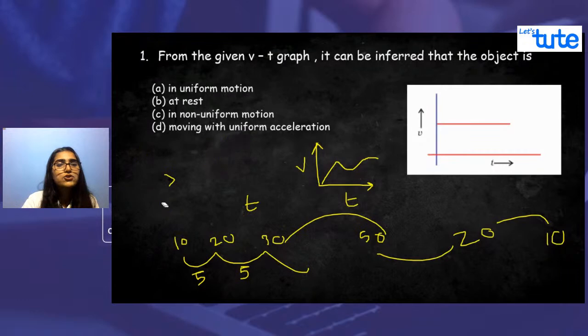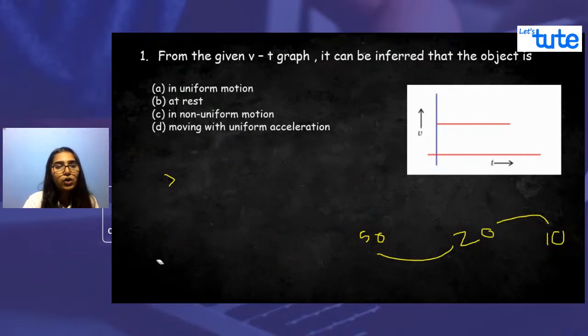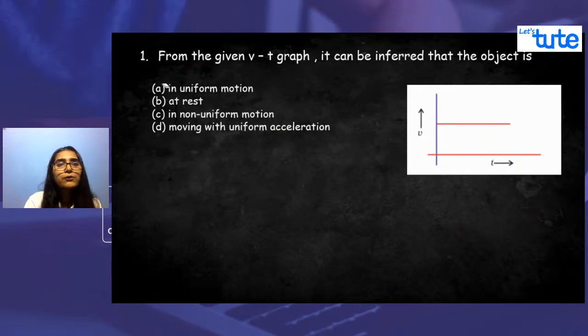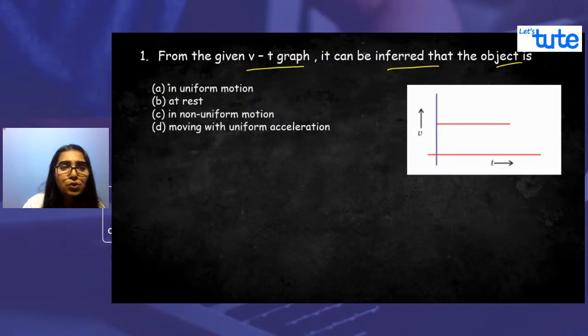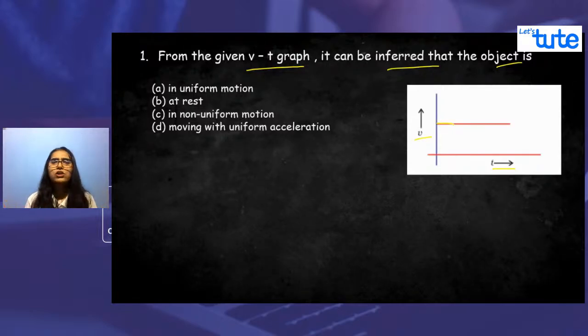So let's try to solve the questions here. I told you I'll not help you. So just look at it. Think about it, guys. From a given velocity time graph, it can be inferred that the object is in dash motion. Look, it's a velocity time graph and it is a horizontal line. Tell me, will it be in a uniform motion, at rest, non-uniform motion, or moving with a uniform acceleration? Think about it, guys.